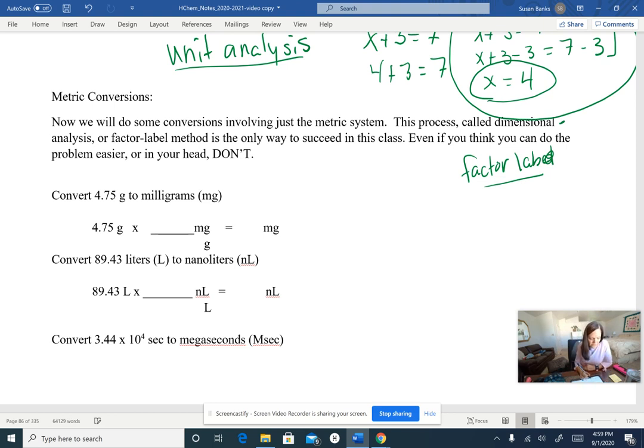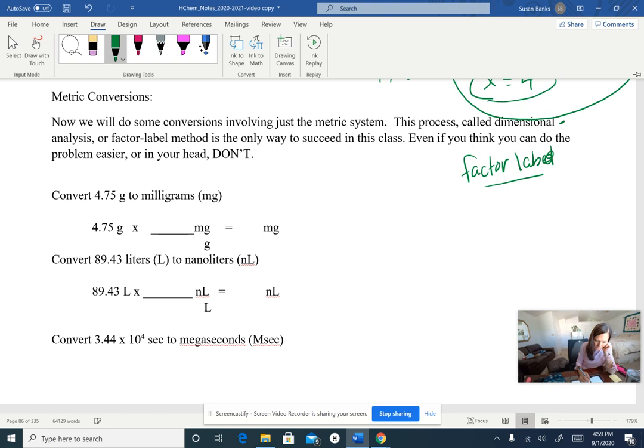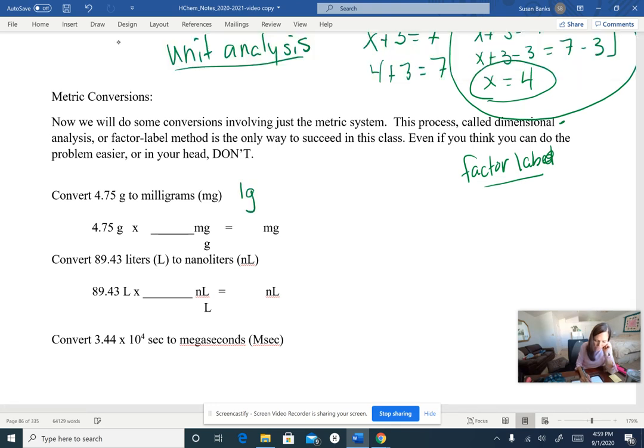So convert 4.75 grams to milligrams. So the first thing I've got to do is figure out how many grams or milligrams go into the other. So I know that grams are larger, so I'm going to put 1 gram as my base unit. And I usually want my base unit to be the 1. So in 1 gram, milli means 1,000th. So that means I have 1,000 milligrams in 1 gram.